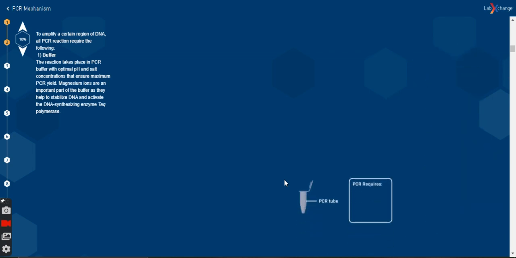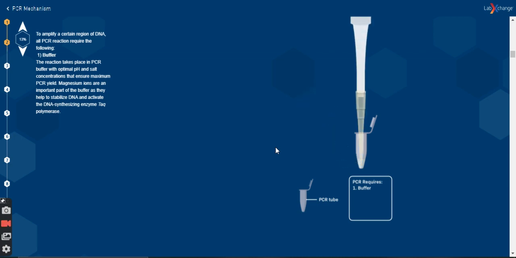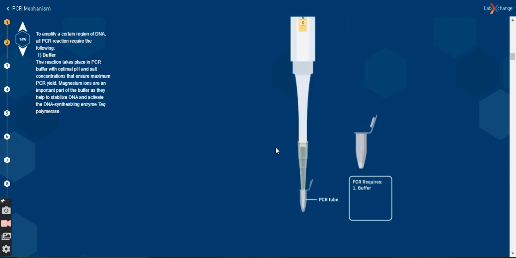To amplify a certain region of DNA, all PCR reactions require a buffer. The reaction takes place in PCR buffer with optimal pH and salt concentration that ensure maximum PCR yield. Magnesium ions are an important part of the buffer as they help to stabilize DNA and activate the DNA synthesizing enzyme Taq polymerase.